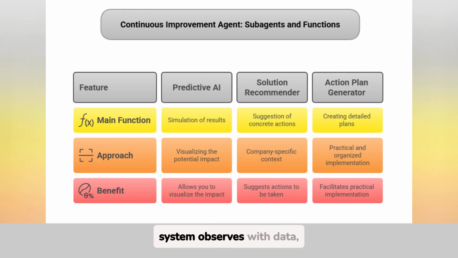Now I'm starting to see how the pieces fit together. First, the system observes with data, then interprets with analysis, and now it proposes with intelligence and planning. I'm interested to see how it ensures all of this is implemented well, without getting lost along the way.